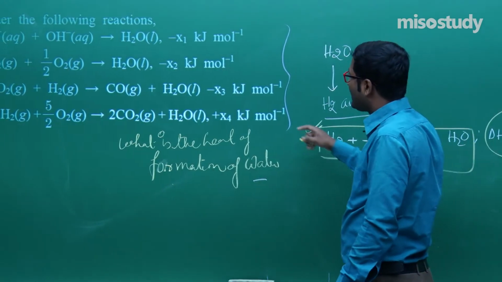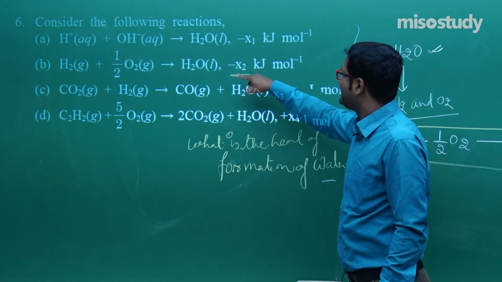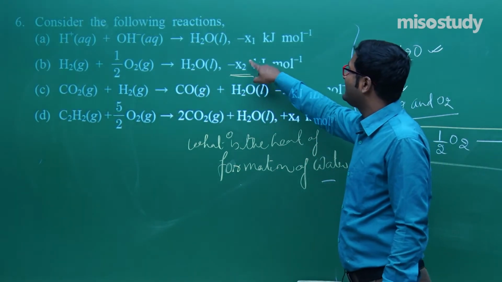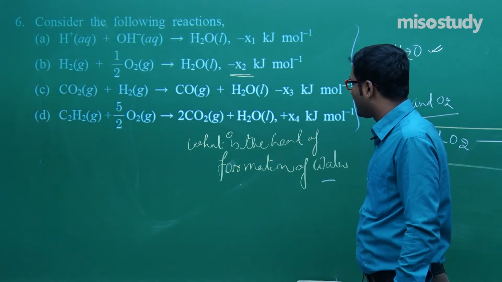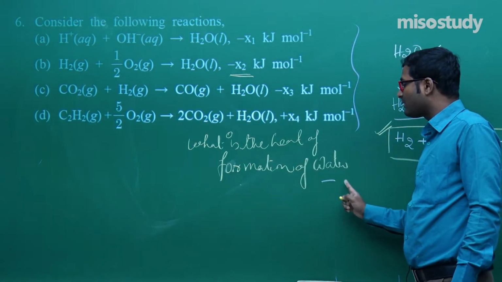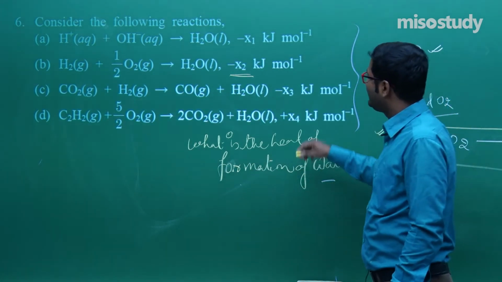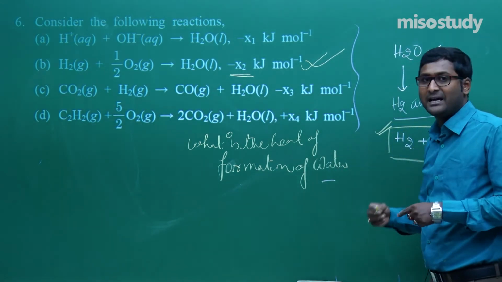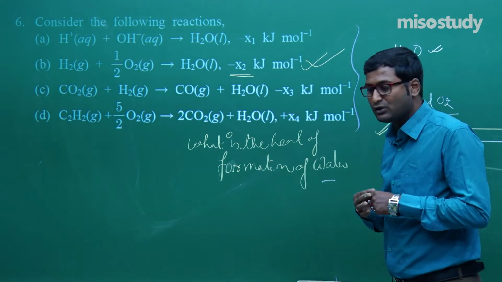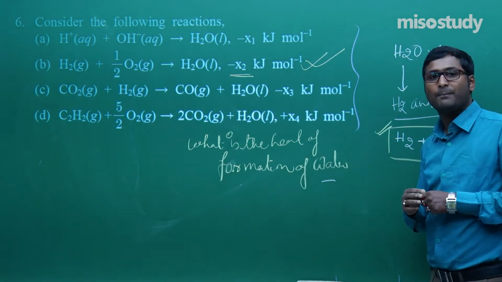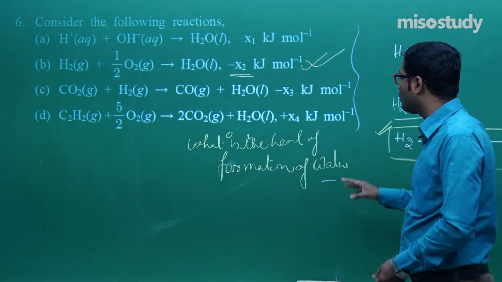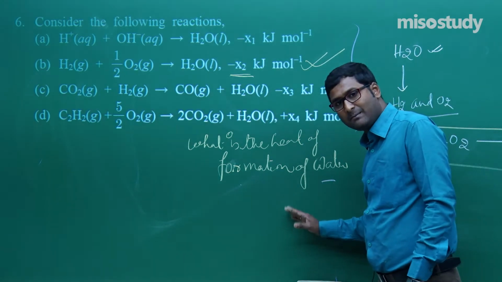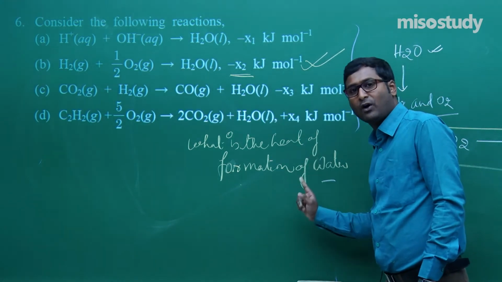So in this case, what is the value of delta H? Delta H is equal to minus X2 kilojoule per mole. So what is the heat of formation of water in this case? B is the correct option. Clear to you? Again I am repeating, the heat evolved or absorbed during the formation of any compound, any molecule from its constituent atoms, is known as heat of formation.